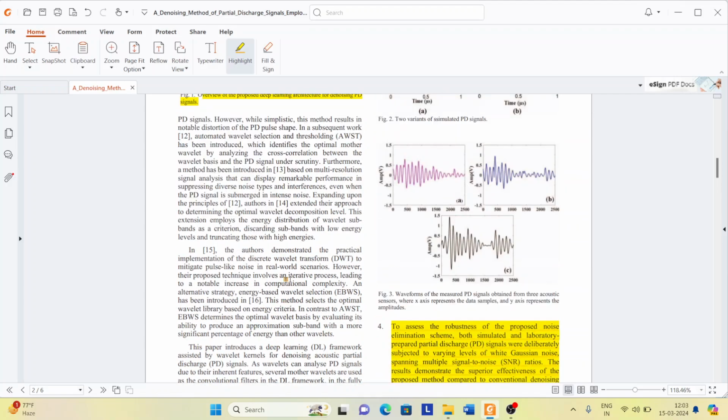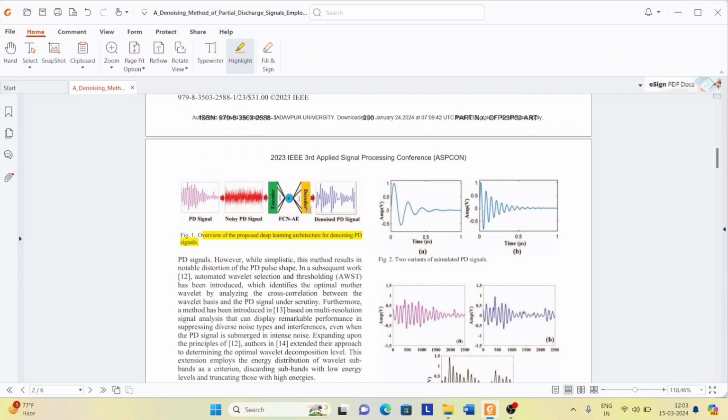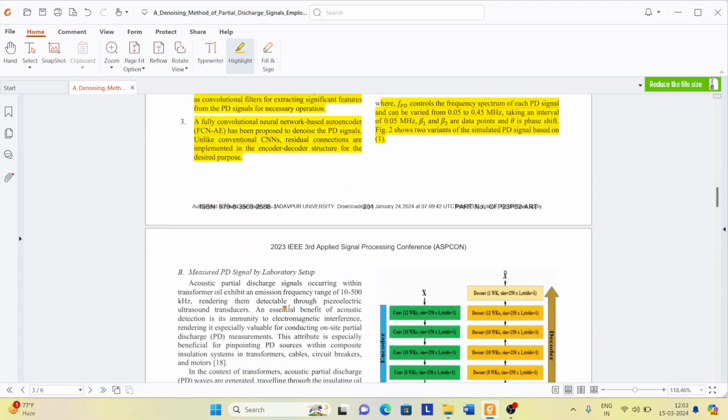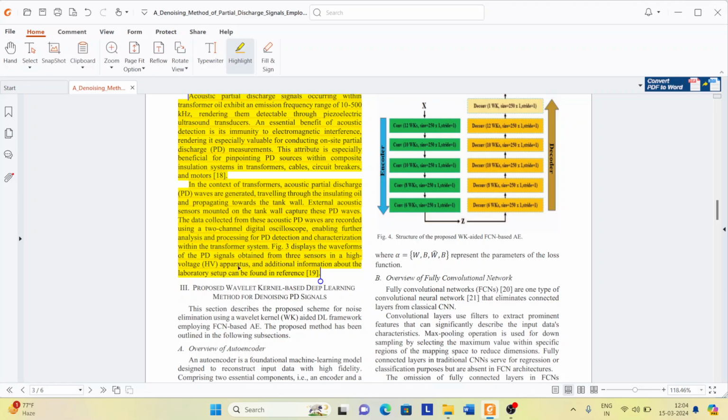So what we are discussing in this diagram, this diagram, and this diagram, these two and these two, is the setup explanation, that is, we have taken the acoustic partial discharge signals in this frequency range. If you study, you can go through this line. So this is totally the laboratory setup discussion, how we have extracted the partial discharge from the high voltage apparatus. All these things we have written here.